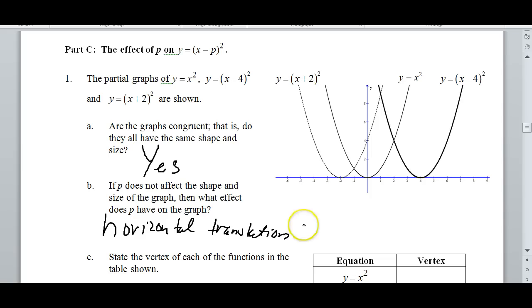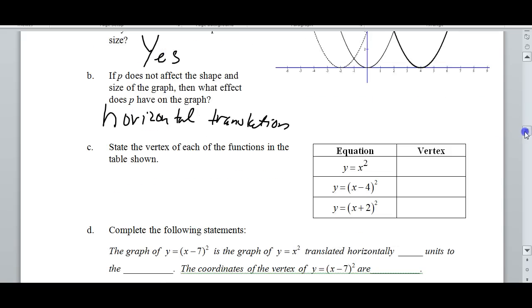And in part C, we're asked to state the vertex of each of the functions. We see the vertex of y equals x squared is 0, 0. This vertex is 4, 0. And the vertex for this is negative 2, 0. So you'll notice that the vertex has the opposite sign of the number. X minus 4 moved 4 units to the right, giving us a vertex of 4, 0.